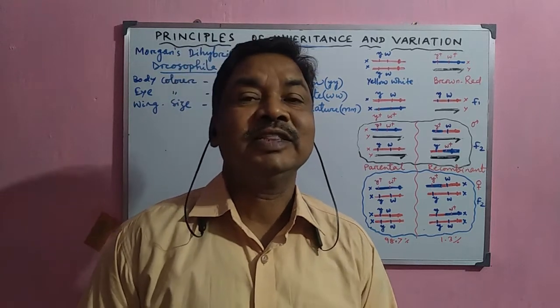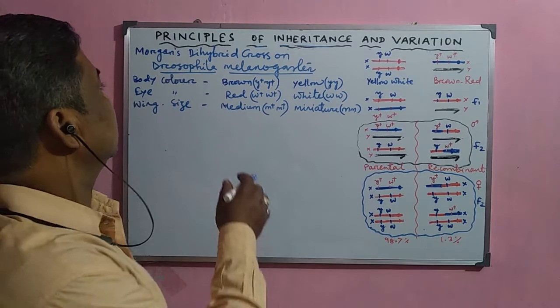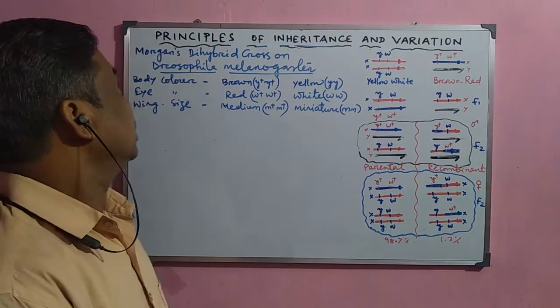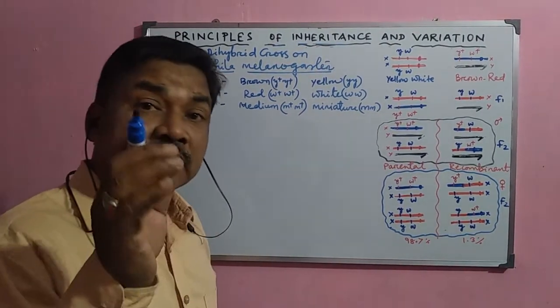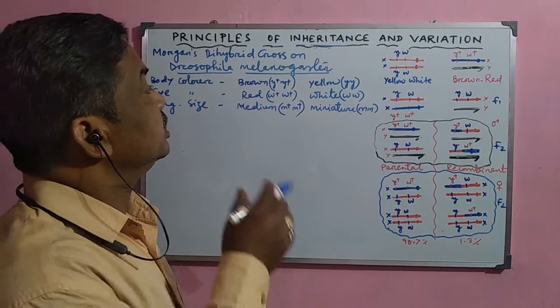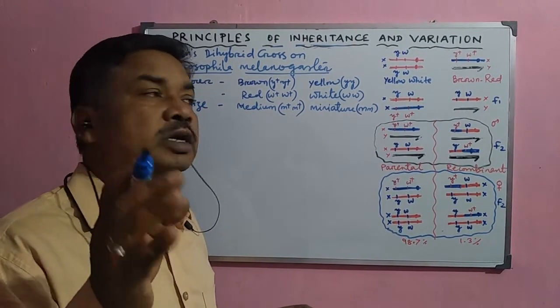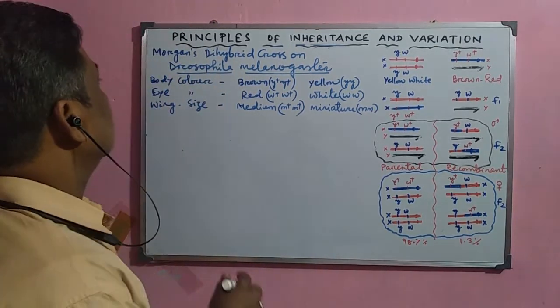Good morning, students. In this video, I shall discuss the dihybrid cross phenomenon which occurs in Drosophila melanogaster, and it was conducted by T.H. Morgan. In this dihybrid cross experiment, he explained how recombination actually occurs between the different genes which are present in the same chromosome.